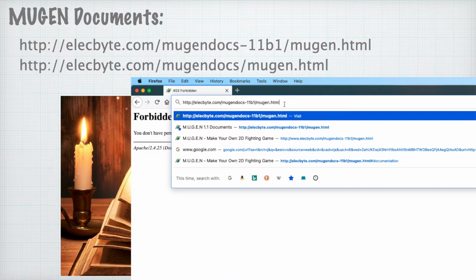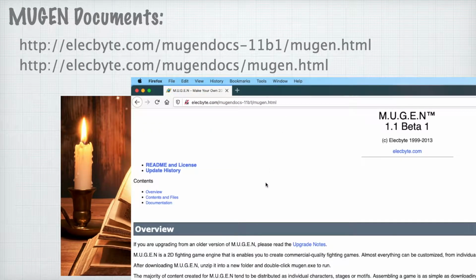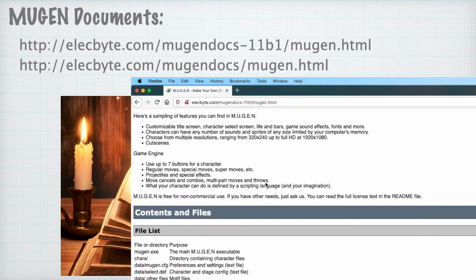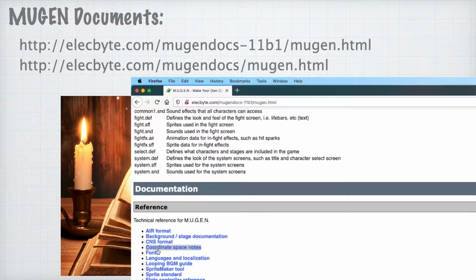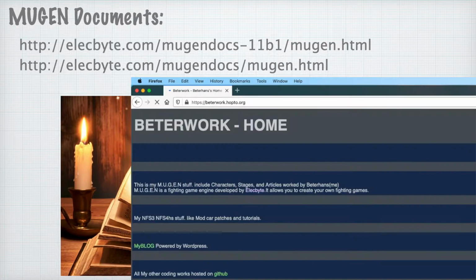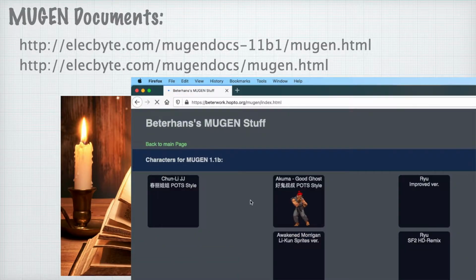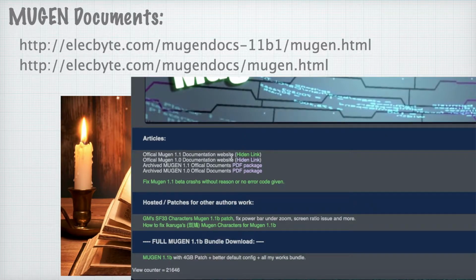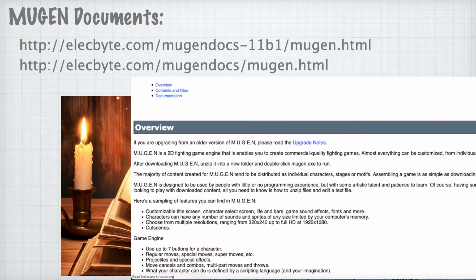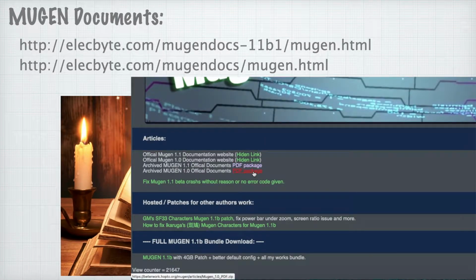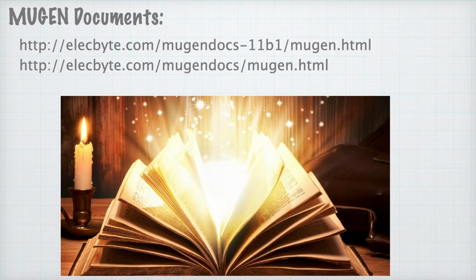But fortunately, they didn't shut down their whole website. Their documents can still be accessed from these two URLs. If you cannot remember them, you can go to my website and click these two links. If their website is down, you can click these two links to download a PDF version of the MUGEN documents. But I only archived the 1.0 and the 1.1 beta version documents. I don't have any Winmugen documents.